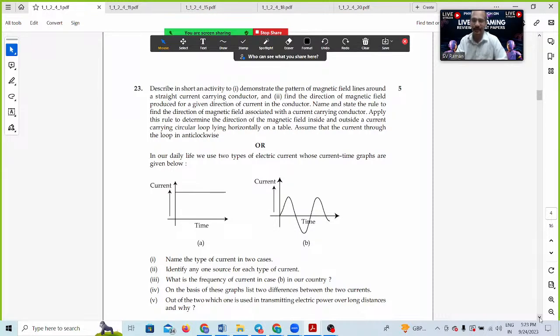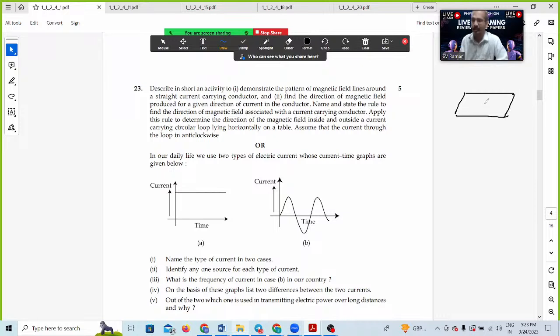So this is the question they have given. It is a 5 marks question, so we need to write very neatly, point wise, what they ask in the question. Describe in short an activity to demonstrate the pattern of magnetic field lines around a straight current carrying conductor. Probably that is for 2 marks. Now immediately we have to draw the diagram.